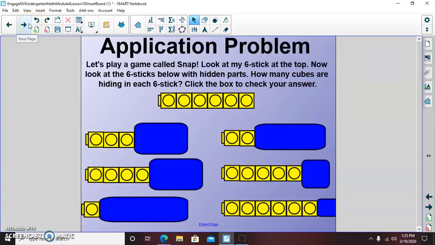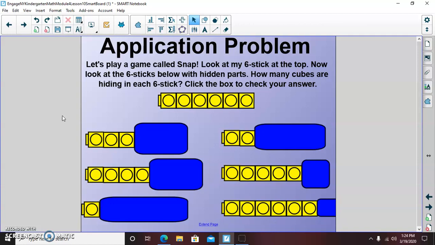Okay, so to start off, we're going to play a little game called Snap. I want you to look at my 6 stick on the top. 1, 2, 3, 4, 5, 6. Now these are also 6 sticks, but they have parts hidden. So it's our challenge to figure out what is hidden. I'm going to make this super simple for you. You can either draw 6 squares, but I'm going to put up 6 fingers. So if you could put up 6 fingers with me to start, that'd be great. And then for your part, you can do the drawing.